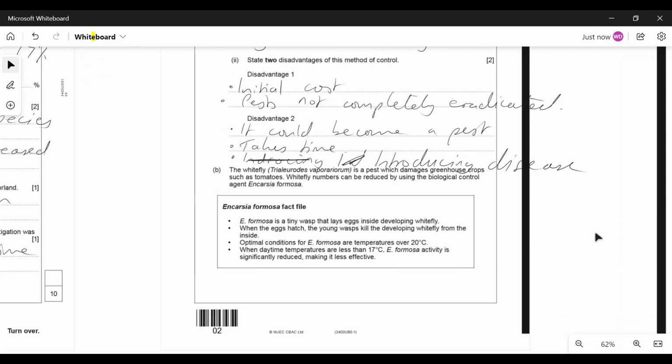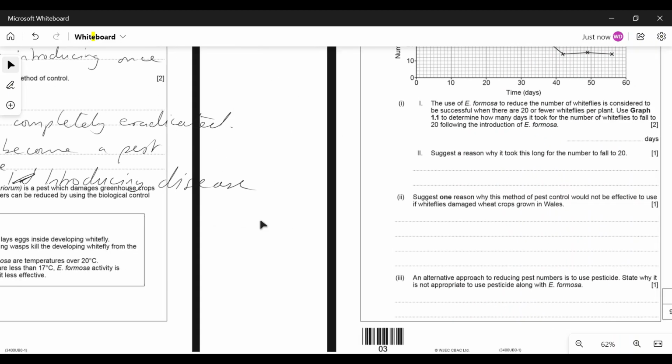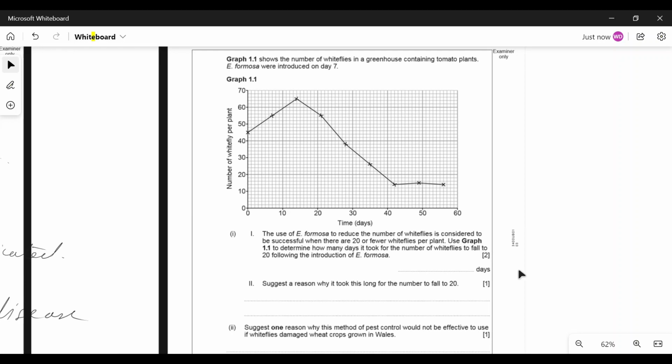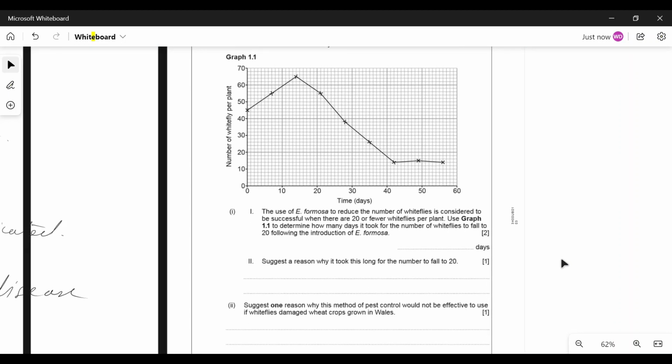The whitefly, you got given a lot of information there. You're also given a graph to go along with it. The use of E. formosa to reduce the number of whiteflies is considered to be successful when there are 20 or fewer whiteflies per plant. Use graph 1.1 to determine how many days it took for the number of whiteflies to fall to 20 following the introduction of E. formosa. So at that point there, use the graph to determine how many days it took.